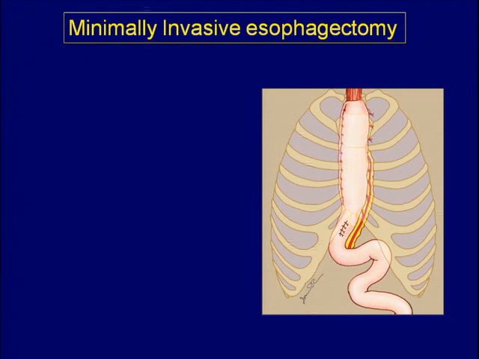Now, we do these the traditional open way. You make a big thoracotomy incision in the chest to localize the esophagus. You make a big laparotomy incision to make this gastric conduit, and then you pull it all up together.